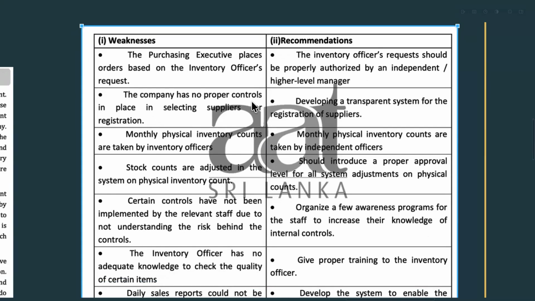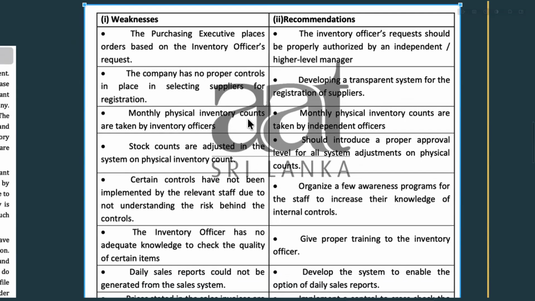And let's see. The company has no proper control in place in selecting suppliers for registration. Yes. What do we have to do? We have to develop a transparent system for registration of suppliers. We have to have manuals: how we are going to select, how we are going to collect the quotations, how we are checking, how we selected these particular suppliers, and what is the reason behind it. Whether we are checking only the price or the quality or the delivery terms or the reliability, right?